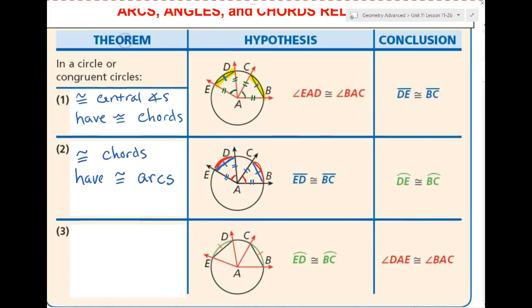Let's go back with this one. How about if we do the following? Congruent arcs have congruent central angles. Congruent arcs have congruent central angles.